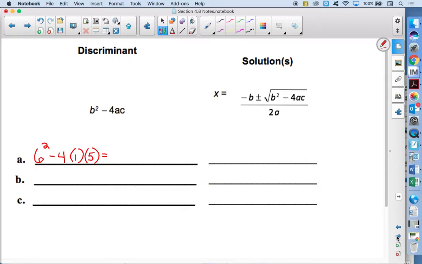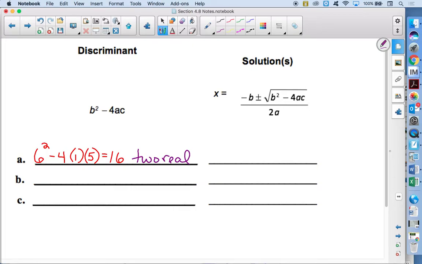So if we calculate that, 6 squared minus 4 times 1 times 5 is, Brandon? 36 minus 20, which is 16. 16 is greater than 0, so that tells us that we will have 2 real solutions. So the discriminant is greater than 0, so we should have 2 answers to our problem, 2 solutions.